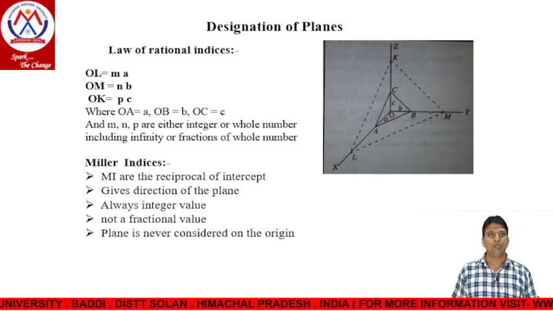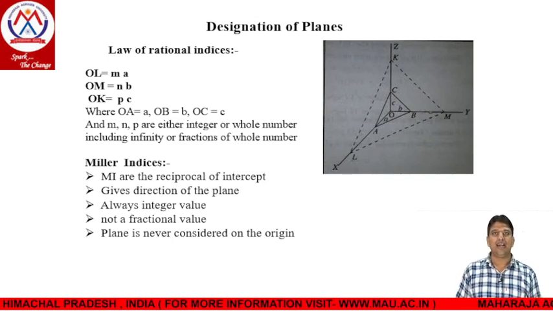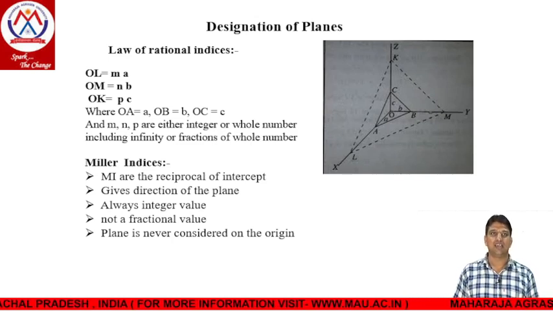In designation of planes, the law of rational indices has great importance. According to this law, the intercepts OL, OM and ON of a crystal plane are made up of unit cell axes. Miller extended these ideas and gave a more accurate explanation to designate crystal lattice planes.